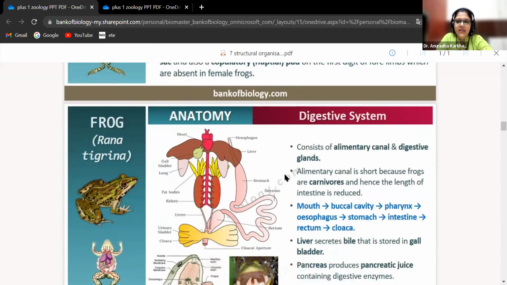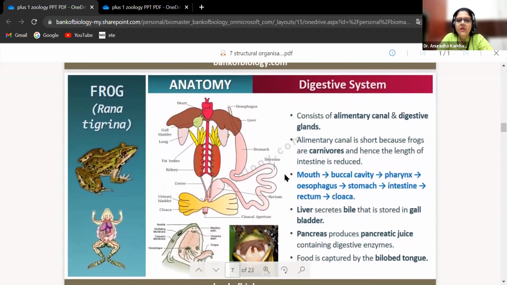That's the morphology. Then we come to the digestive system. It consists of the alimentary canal and digestive glands. Don't you think even our digestive system consists of alimentary canal and digestive glands? Even the frog will be having the same thing. Alimentary canal and digestive glands. The alimentary canal is short because frogs are carnivores and hence the length of the intestine is reduced.